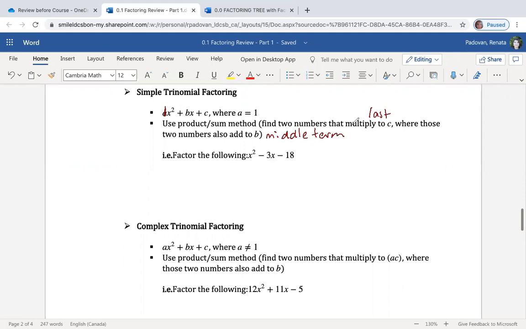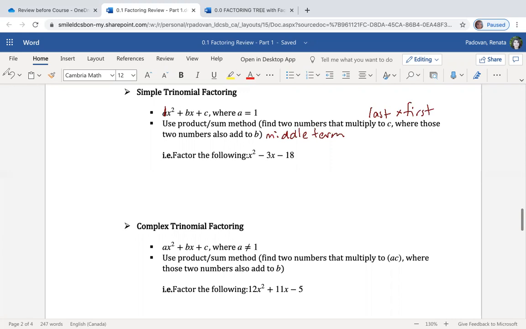But I would just suggest one way to memorize this, because when we get into complex trinomial factoring, is to always get in the habit of, when you're looking at two numbers that multiply to the last term, just get used to doing the last term multiplied by the first term anyways. That way it's the same when we get to the other factoring style. So find two numbers that multiply to the last times the first number term and add to the middle.